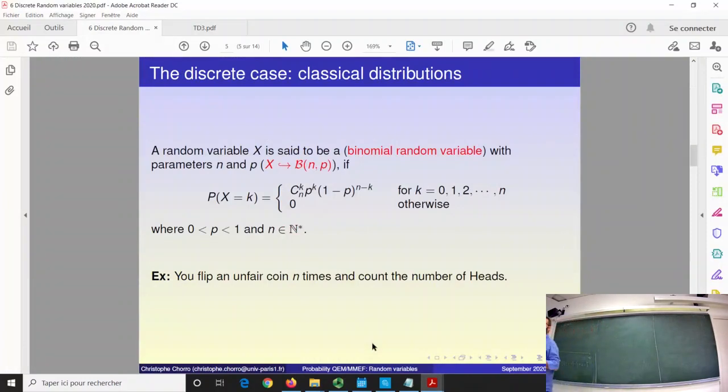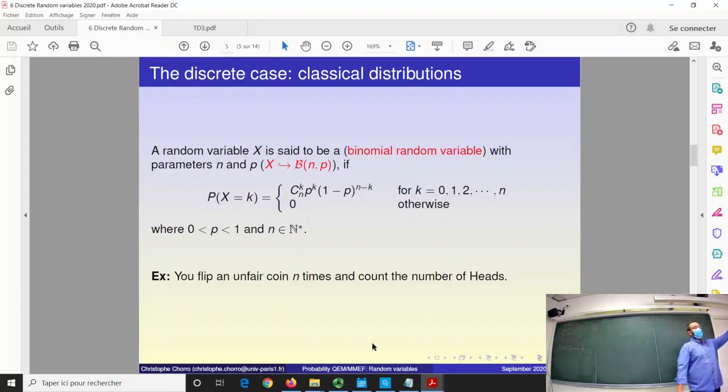So my job is to do the following; I can write the statement in a very compact way. I have X and Y that are independent. X follows the binomial B(n1, p). Y follows the binomial B(n2, p). I want you to prove that X plus Y follows the binomial B(n1 plus n2, p).